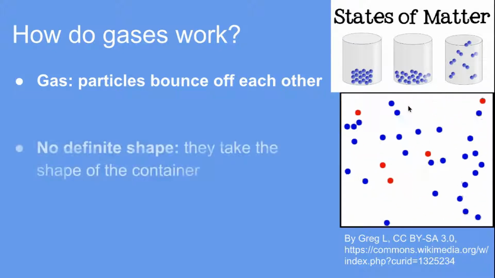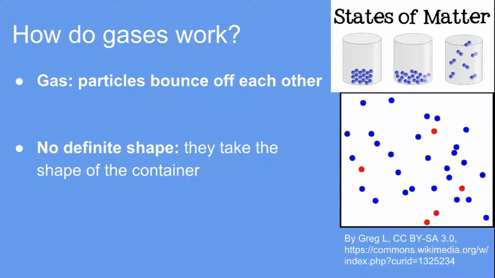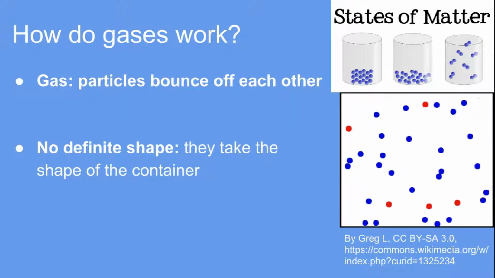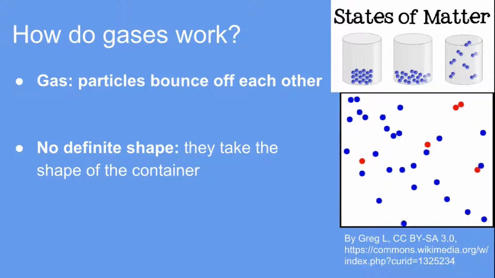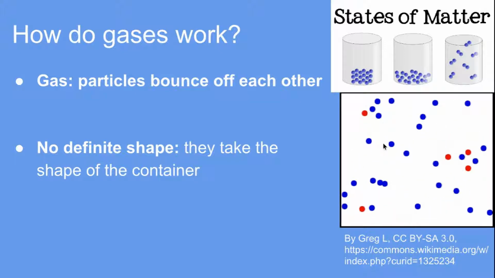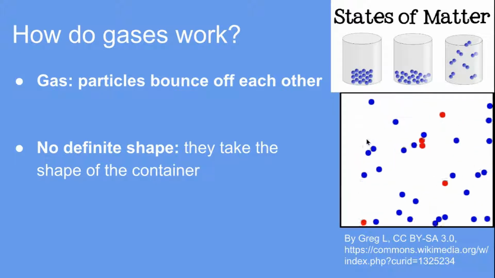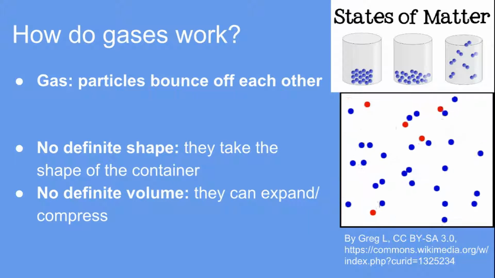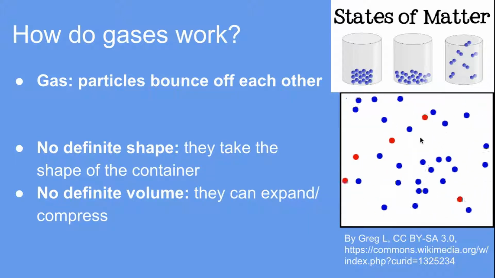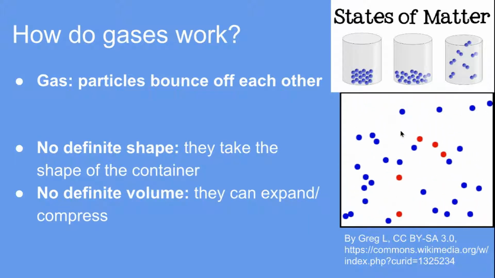All right, so this actually gives us the properties of gases, which is that they don't have a definite shape. They will always take the shape of the container that they are in, because again, the gas molecules are always bouncing in every direction, and so they take up every bit of space that they can. And they have no definite volume. And so when we talk about the volume of a gas, we're referring to the distance between their molecules.